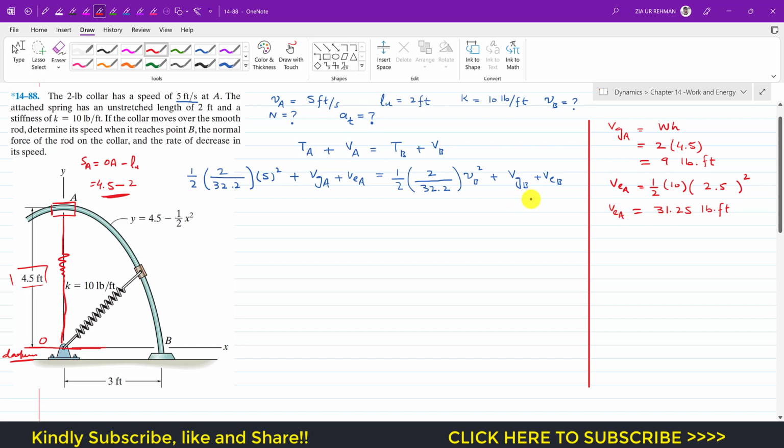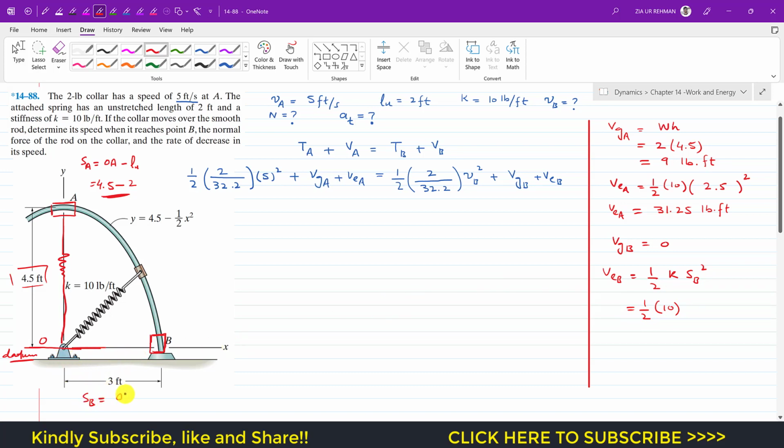Now the gravitational potential energy at B will be 0, since the collar will be at the datum. So the height from the datum is 0. So the gravitational potential energy at B is equal to 0, and the elastic potential energy at B will be equal to 1 divided by 2 K SB square. Let's say that the stretch in the spring when the collar is at B is SB. So we can write that this is 1 divided by 2, K is again 10, and SB will be this OB length.